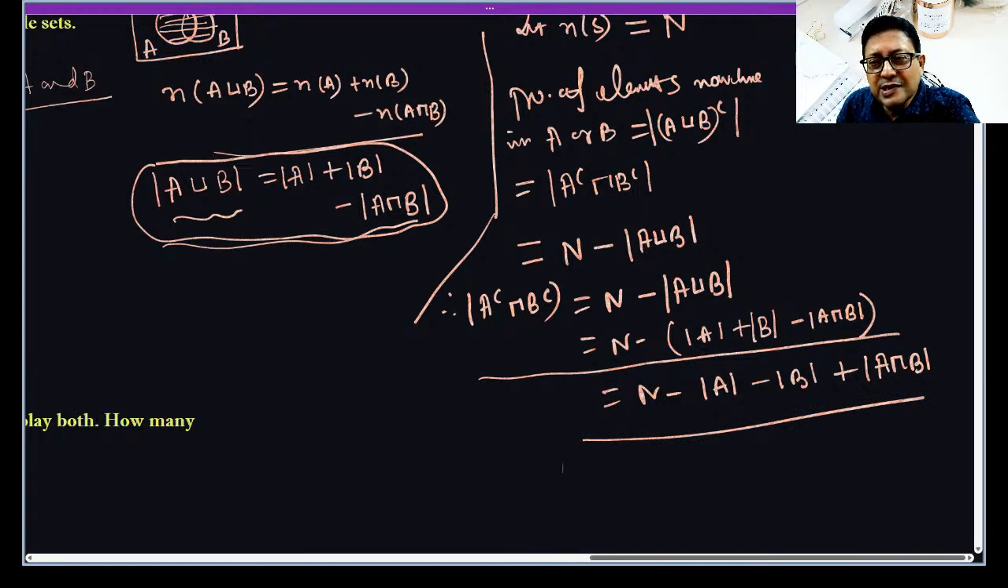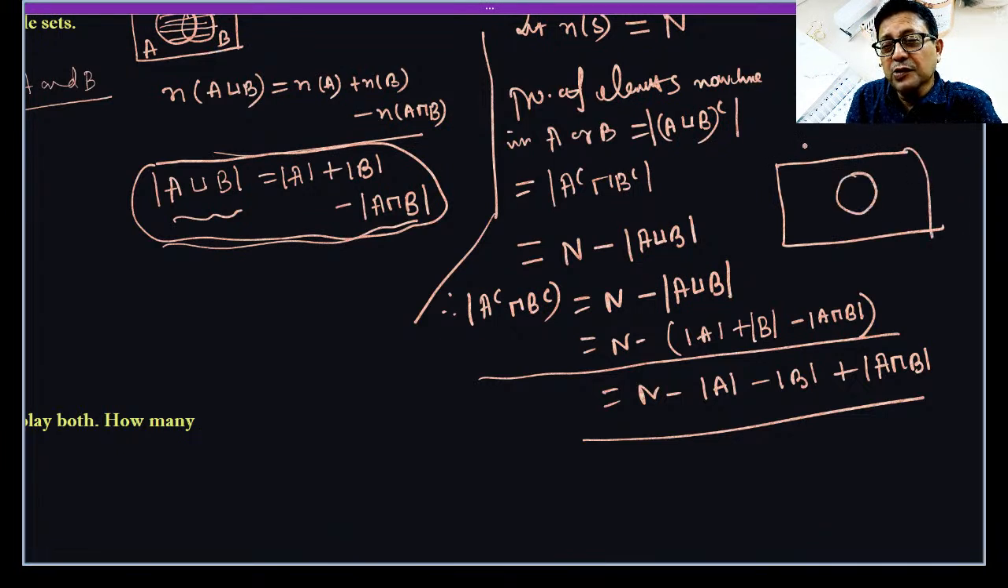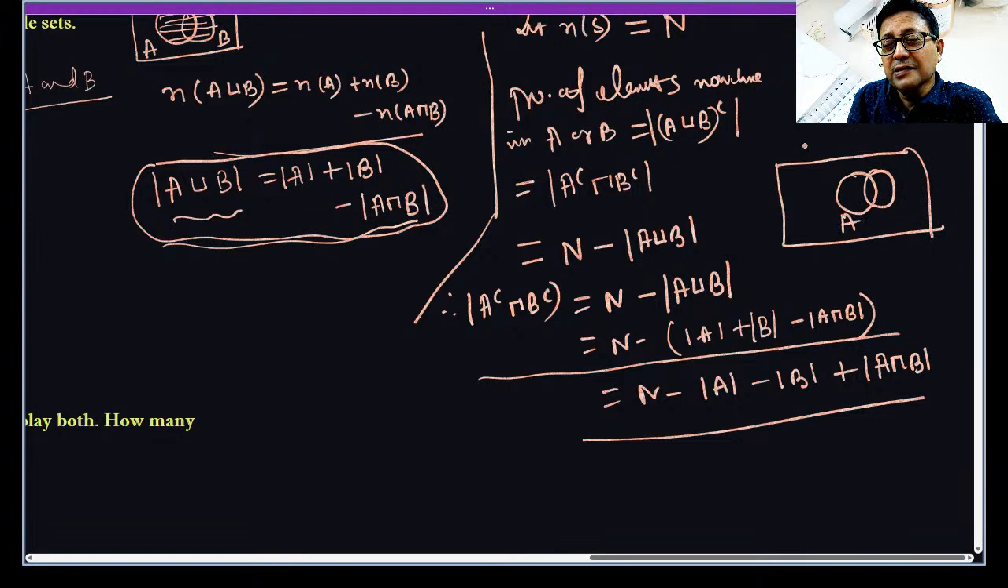Very simple logic is there, that when you are finding total number of elements, they do not belong to A or B, you are going to consider this part, isn't it? This will be total minus number of elements in this union.